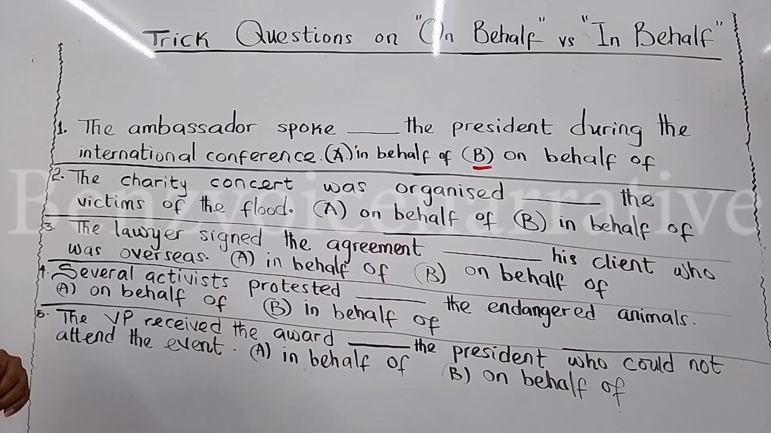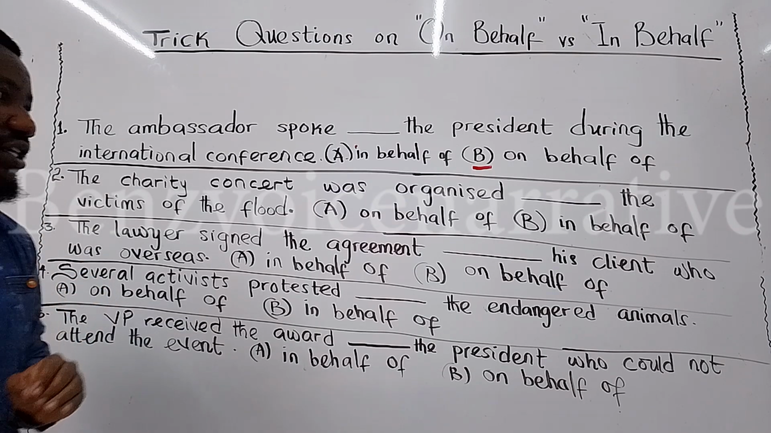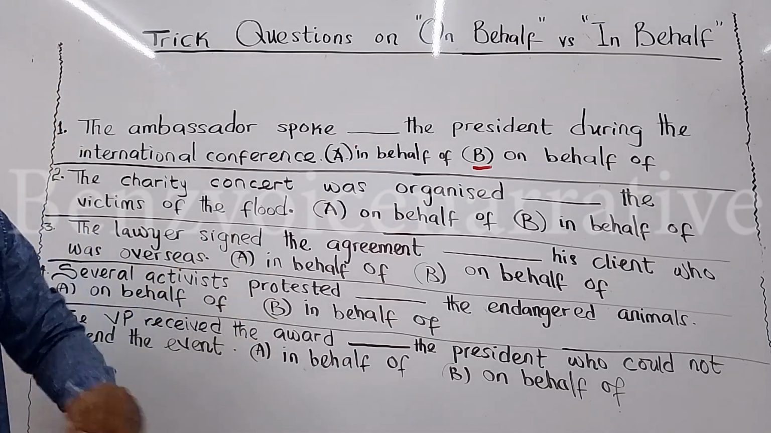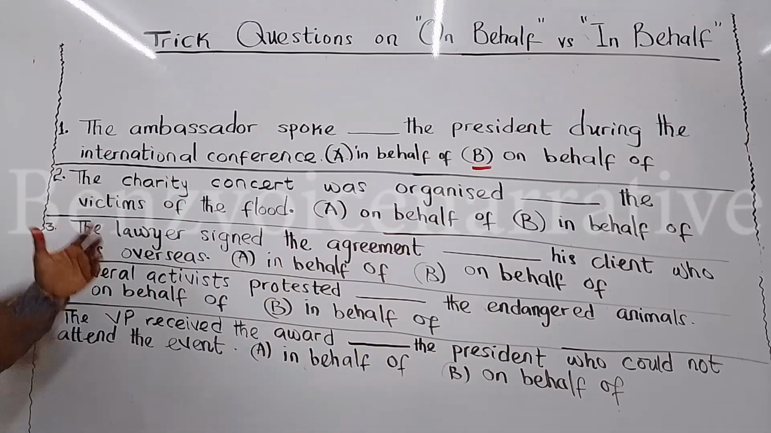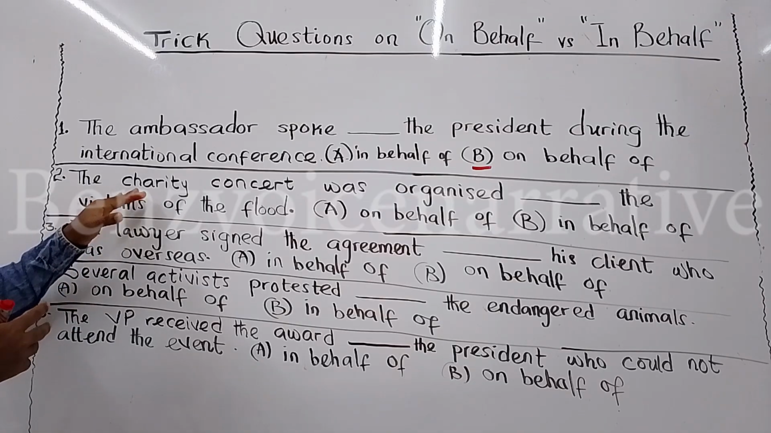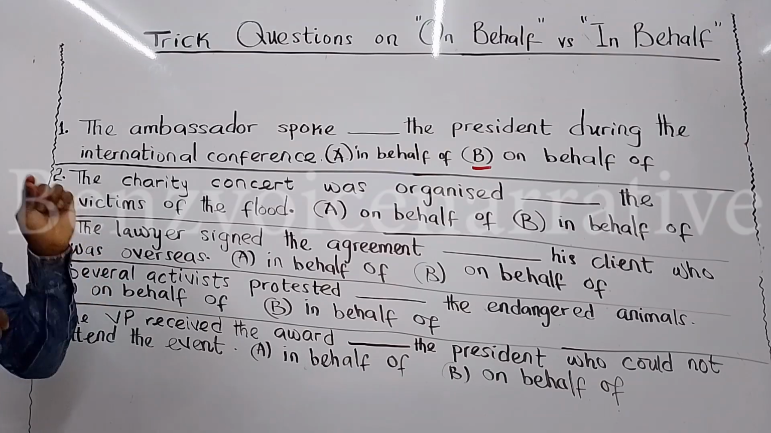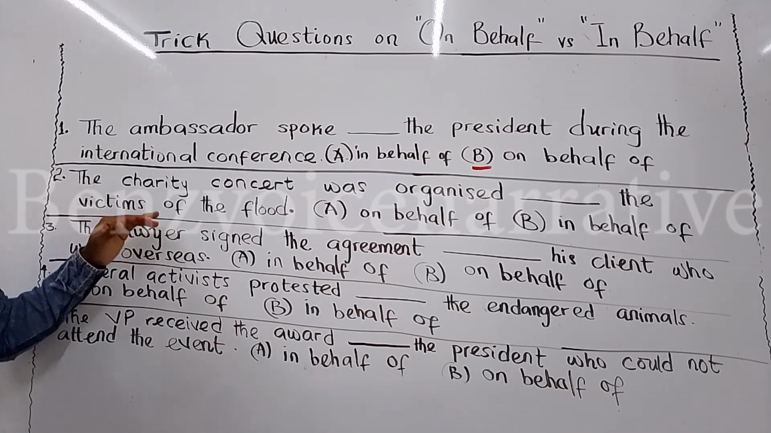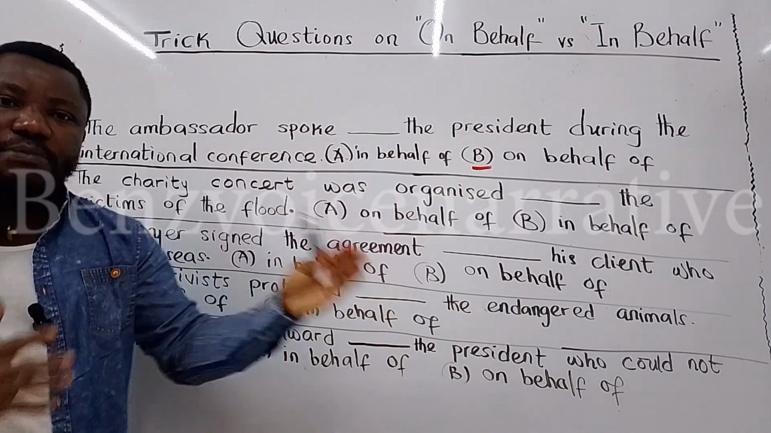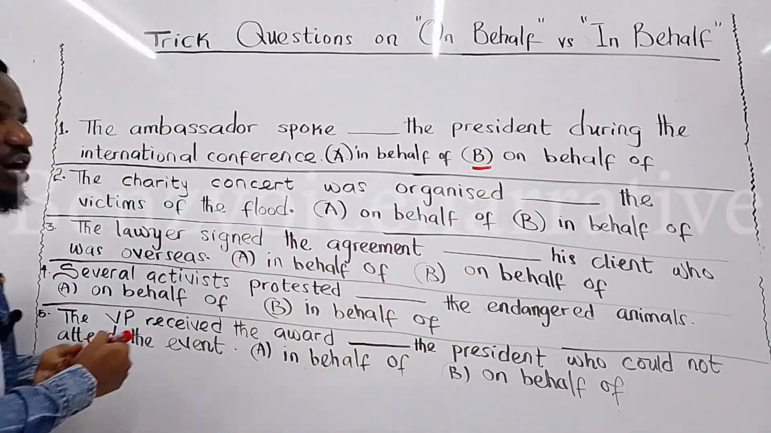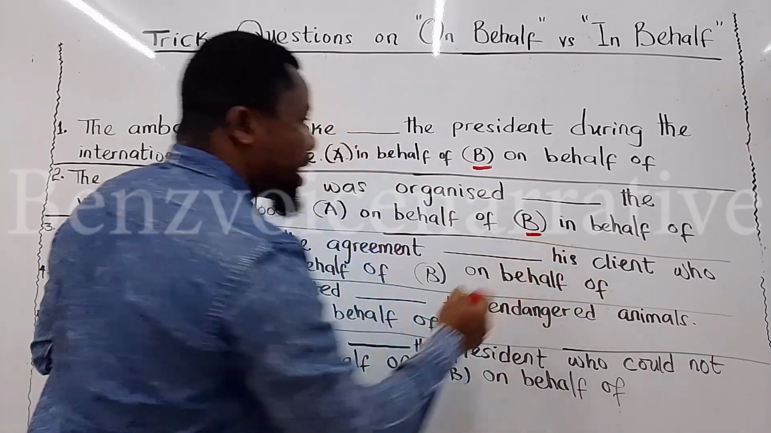Question 2 says, "The charity concert was organized, dash, the victims of the flood." We have 2 options again, "on behalf of" and "in behalf of". In this case, you're going to notice that the charity concert was put together in the interest of the victims. And when you do things in the interest of people directly, we have "in behalf of". So that is why option B is still the right answer here.